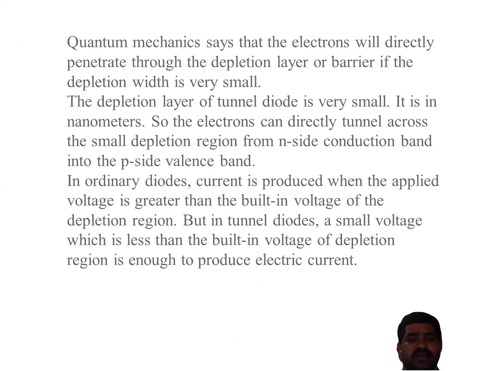Quantum mechanics says that electrons will directly penetrate through the depletion layer or barrier if the depletion width is very small. The depletion layer of a tunnel diode is very small, in nanometers. So the electrons can directly tunnel across the small depletion region from the n-side conduction band into the p-side valence band. In ordinary diodes, current is produced when the applied voltage is greater than the built-in voltage of the depletion region. But in tunnel diodes, a small voltage which is less than the built-in voltage is enough to produce the electric current.